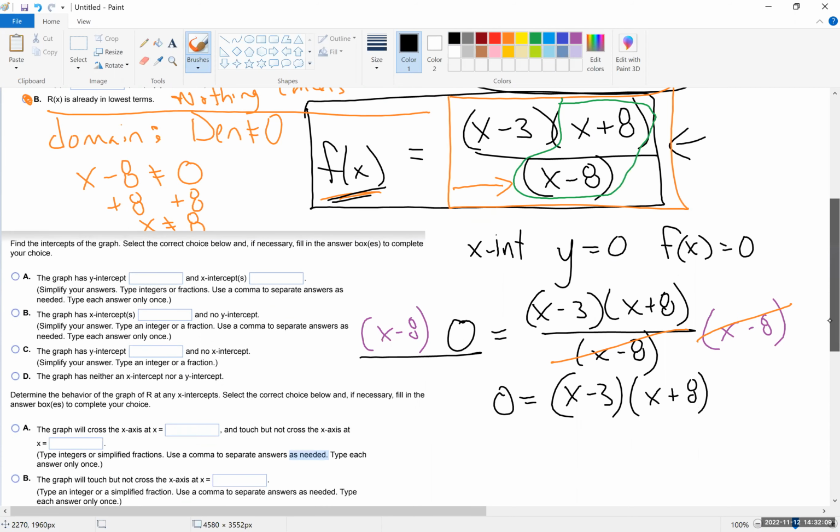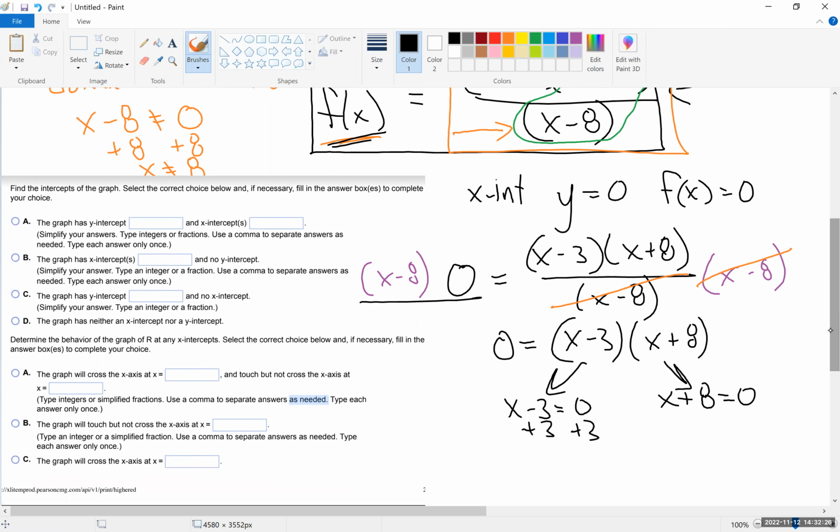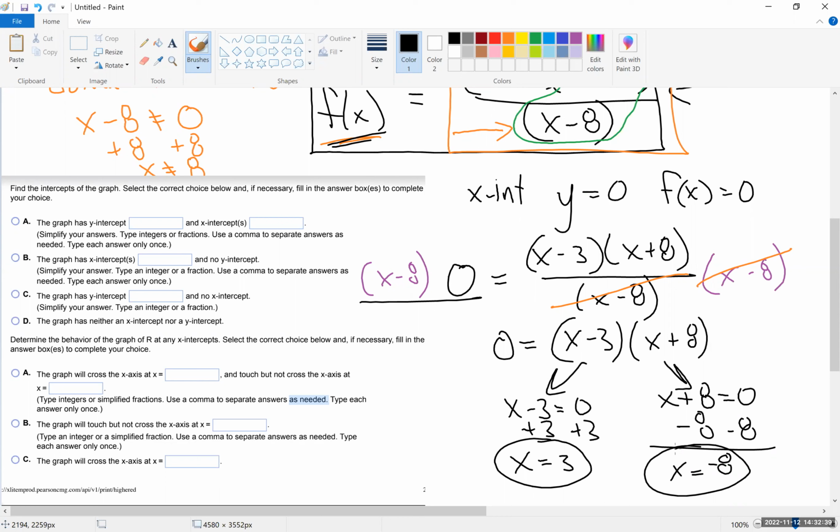And then all we need to do is set each multiple equal to 0. So either x minus 3 equals 0, or x plus 8 equals 0. Now we can solve each one. We get x equals 3. x equals 3 is an x-intercept. Subtract 8, subtract 8. x equals negative 8 is an x-intercept.